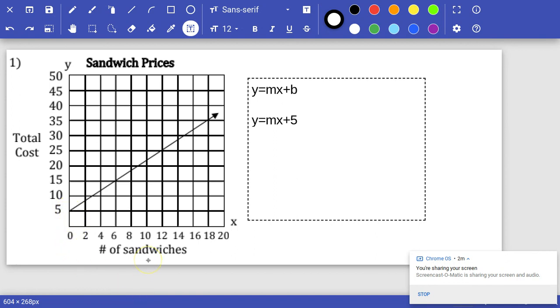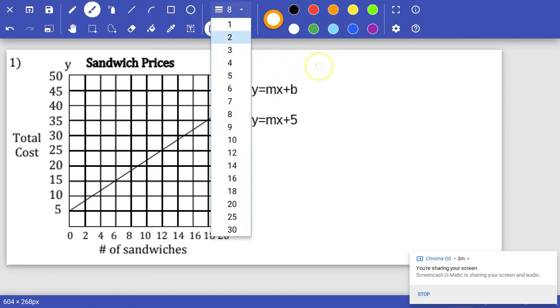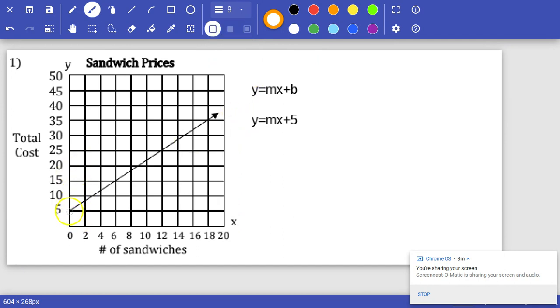All right, now I need to locate some points on here. So I'm going to locate some points. I'm going to use orange. Why not? I think right here is a good point. It's right at 5. If I'm following this line, looks like there's another one right here, another one right here, and another one right here. So I'm going to make a triangle out of that. Change my size of my line. Okay, now I can find my rise and my run for that slope.